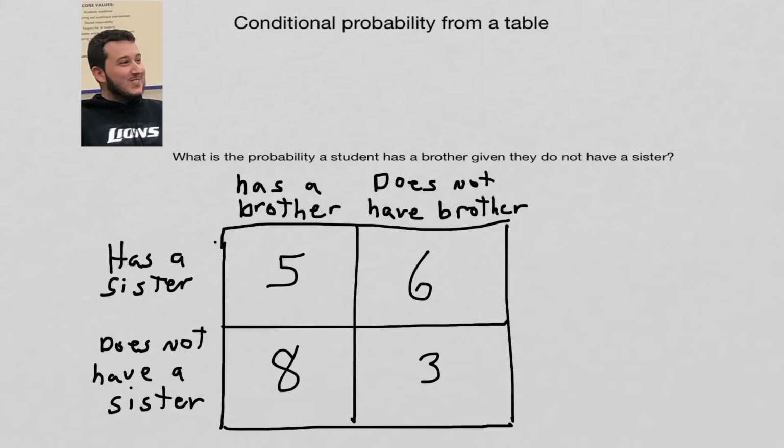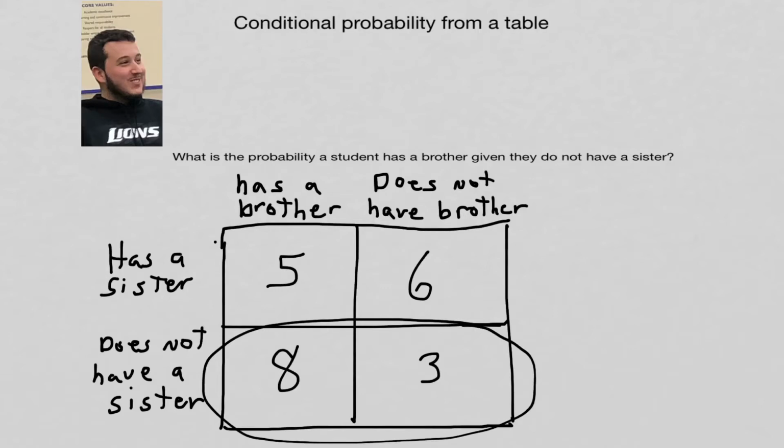What is the probability a student has a brother given that they do not have a sister? Maybe that should be does not have a sister. Yeah, that should be does not have a sister. All right. Look at the way this is written. It says given they do not have a sister. So do not have a sister, we're going to just be talking about these down here.